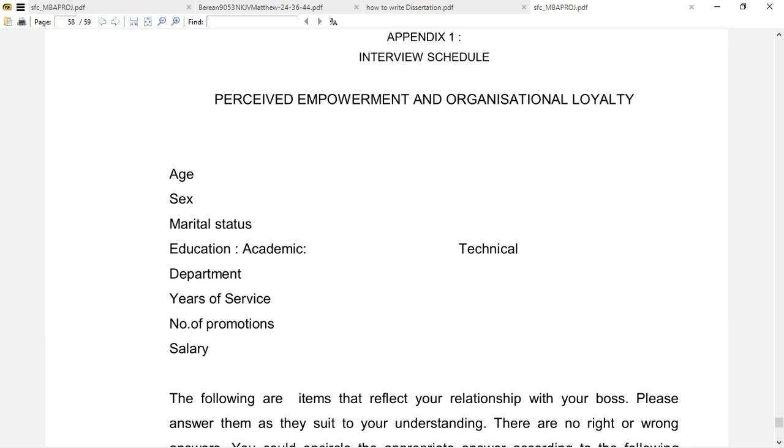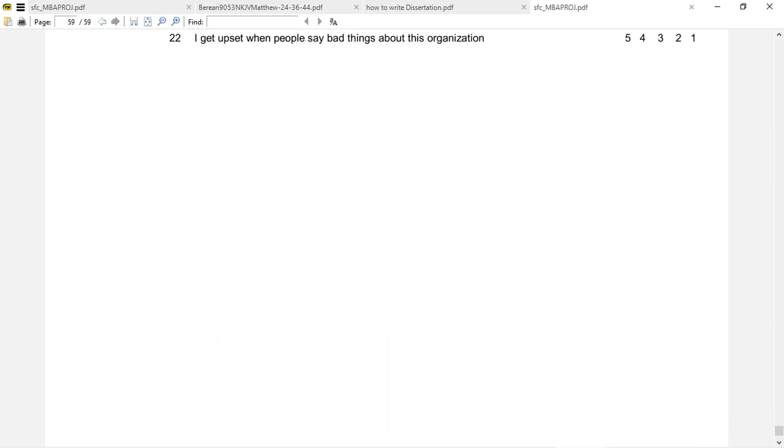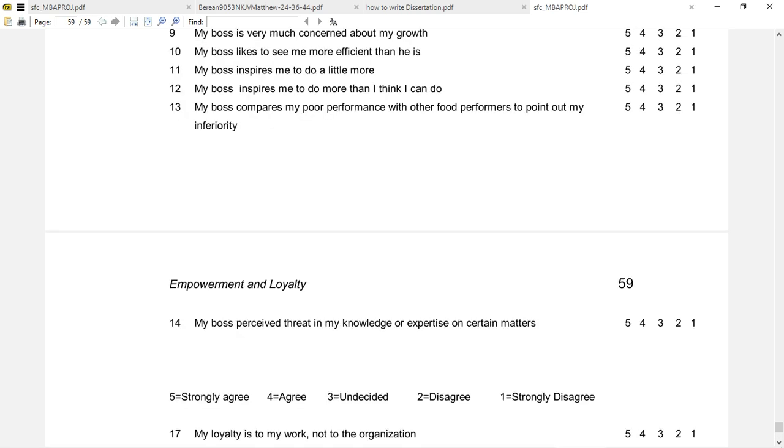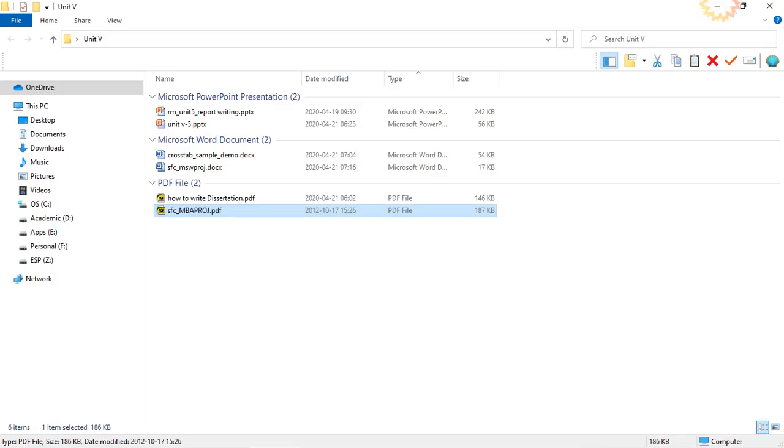Now appendix 1 is my interview schedule. That's the standardized scales that I've adopted. So that's my project report. And by the way, I got the university top rank for the research work that I had done in both cases. So that's it. I'm concluding; minimize it, close it.